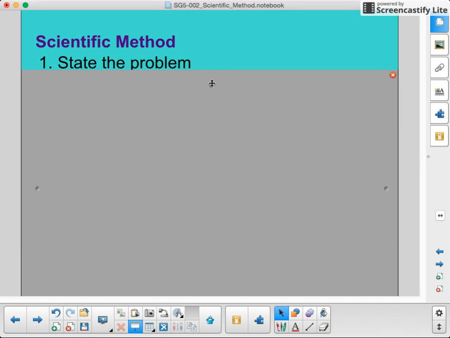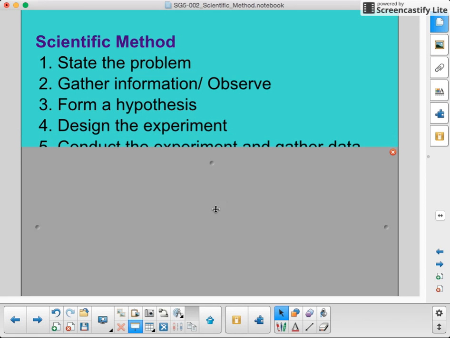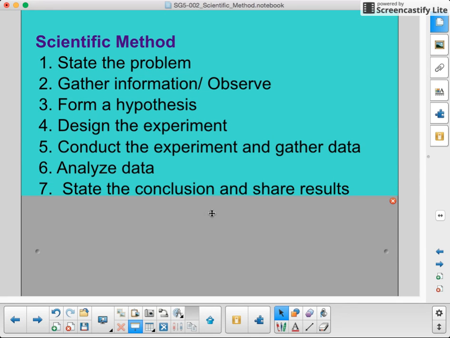There are 7 steps to the scientific method. Step 1 is state the problem. Step 2, gather information and observe. Step 3 is form a hypothesis. Step 4 is to design the experiment. Step 5 is to conduct the experiment and gather data. Step 6 is to analyze the data. And step 7 is to state the conclusion and share your results. These steps are not necessarily completed in that order every time, and scientists often go back and repeat steps along the way.